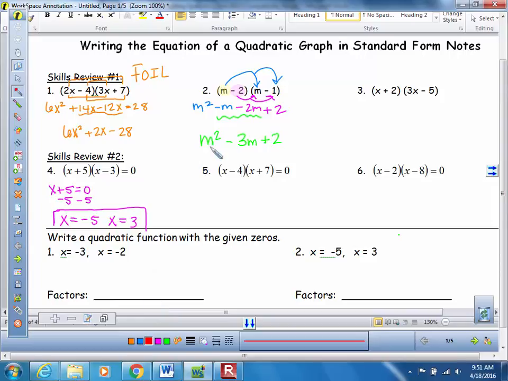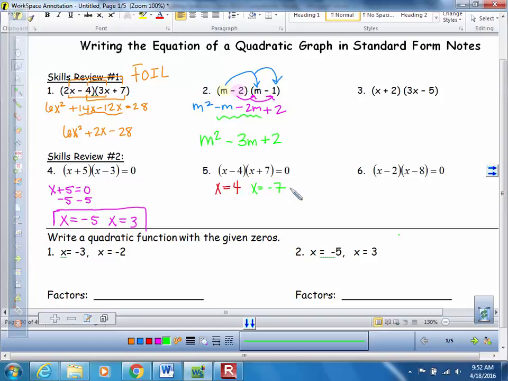So, Haiti, in number 5, in this first parentheses, what would x equal? A positive 4. Very good. Bryant, in this second parentheses, what would x equal? A negative 7. Very good. Okay, so I think y'all are pretty good at that.